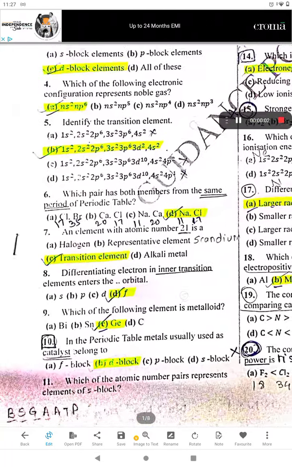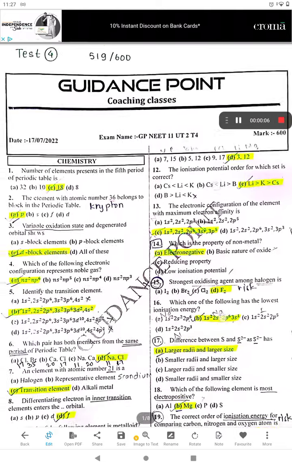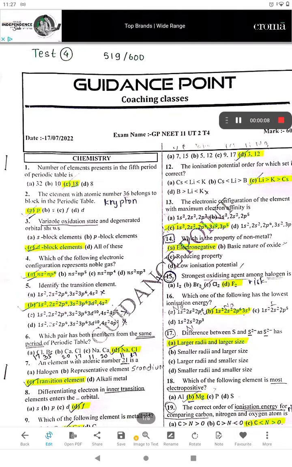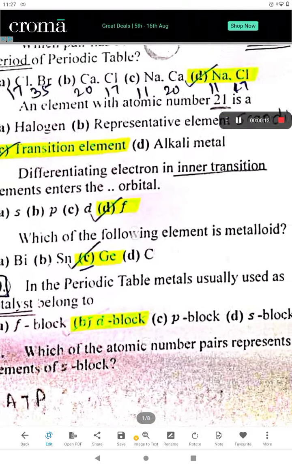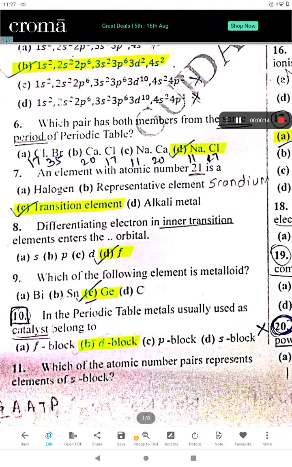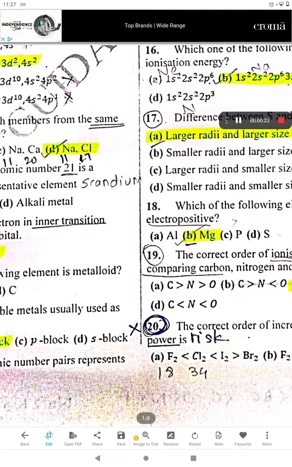Yes. So, 10th question. This is the question from test number 4, where I have scored 519 out of 600 in the chemistry and biology combined test. In the periodic table, metals usually used as catalysts belong to D block elements, not S block, not P block, only D block elements.